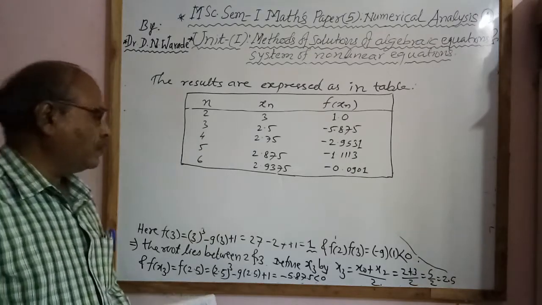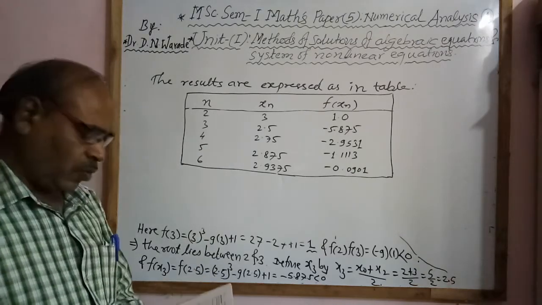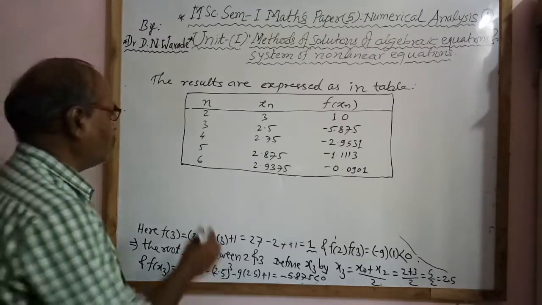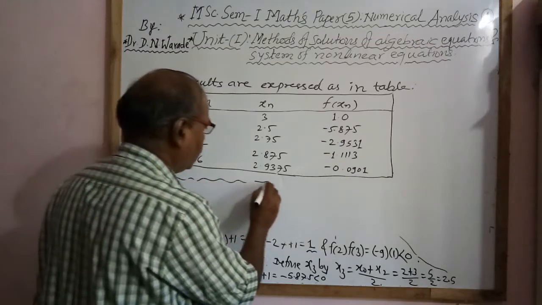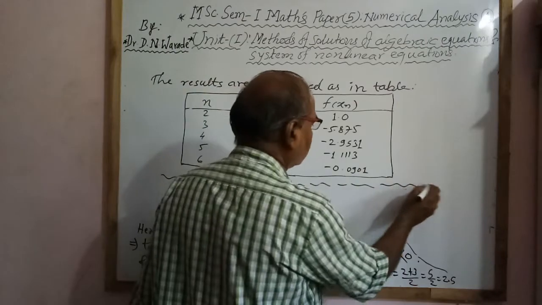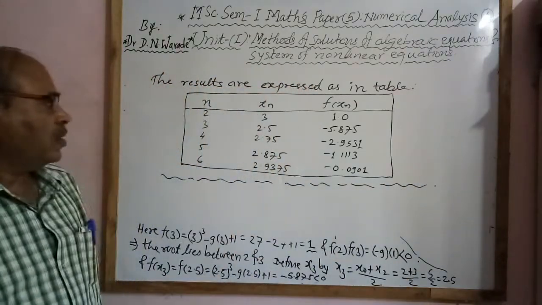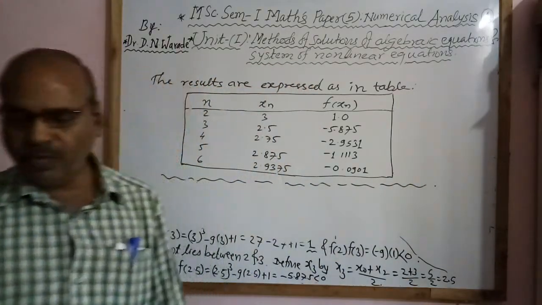Which is the solution of the given equation x cube minus 9x plus 1 equal to 0. This completes the example. Now we stop for this period. It is sufficient for today.